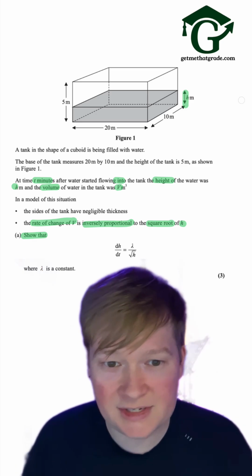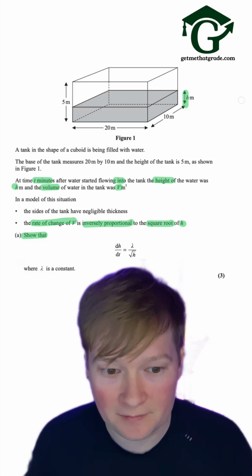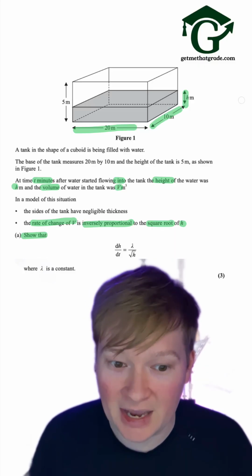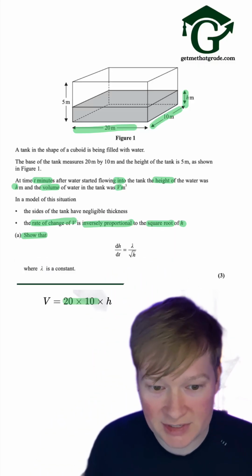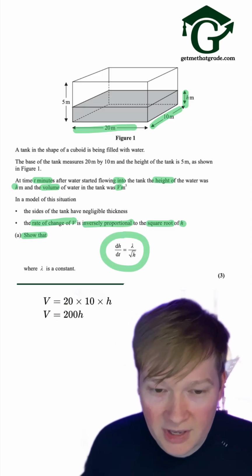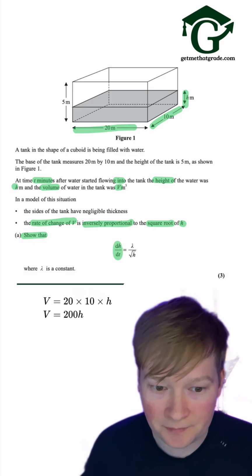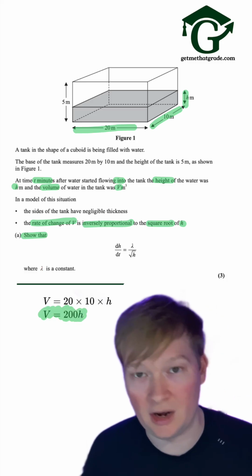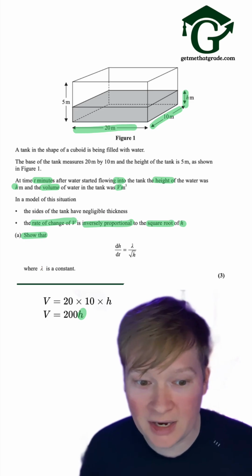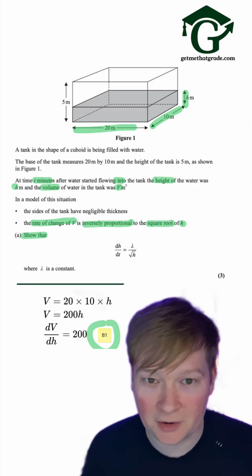Well, let's first write down an equation for the volume of water in the tank. That's what they called V. Well, it's a cuboid of water measuring 20 by 10 by h. So the volume is going to be 20 times 10 times h. That's 200h. Now, looking at what we've got here, we need to show where this comes from. Notice it involves differentiation. So I'm looking at this equation and thinking, well, can I differentiate it? Yes, I can. I can differentiate V with respect to this variable h. So I can find dV by dh, that's 200. That gives us our first mark.